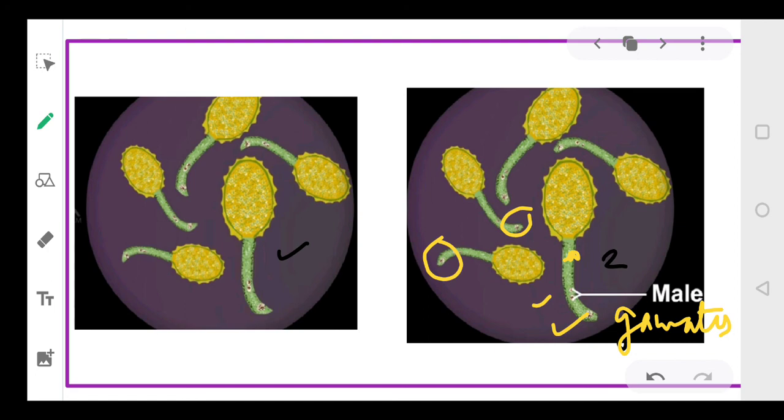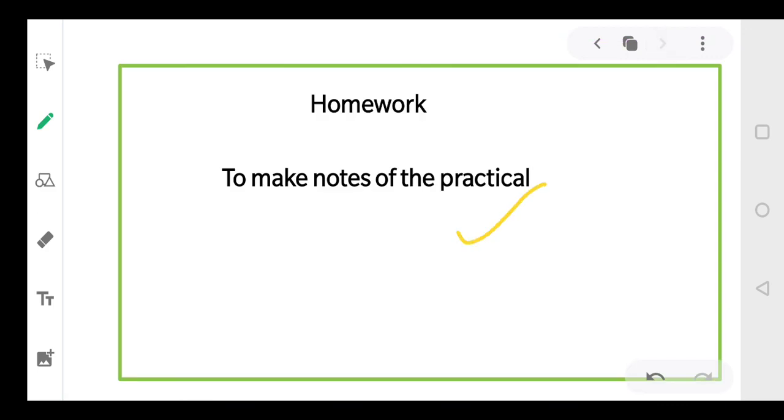Now coming to your homework, you will make notes of this practical. Whenever we meet after the lockdown, we'll definitely perform this experiment in the lab. Till then, you can collect the information and understand how this experiment can be performed. Then you will collect samples of different flowers and perform this experiment in the lab. Till then, just enjoy it hypothetically.